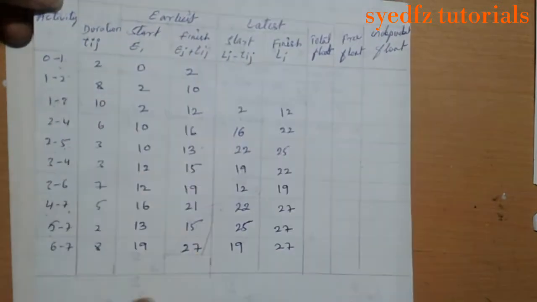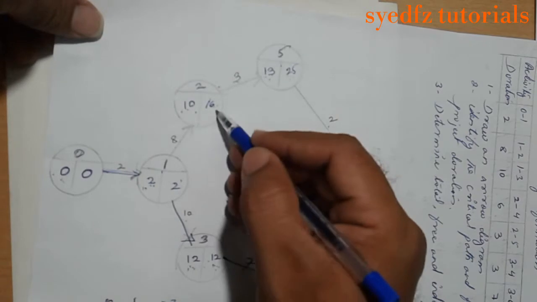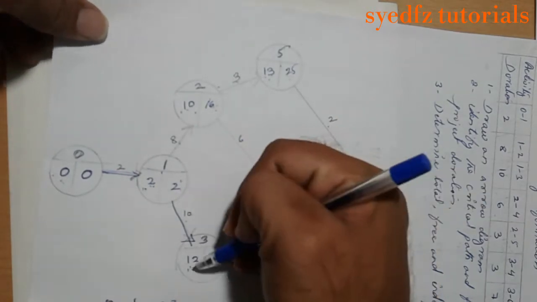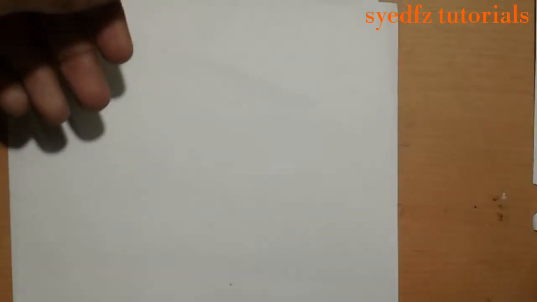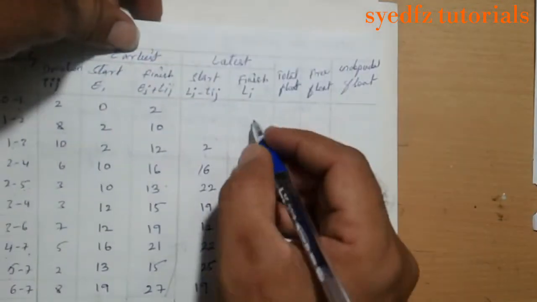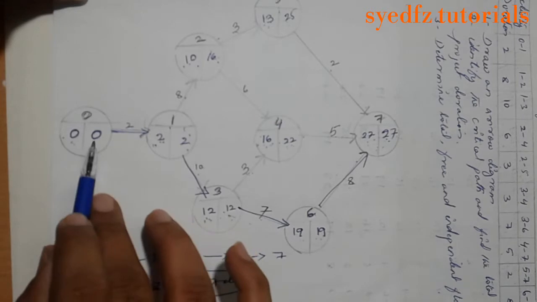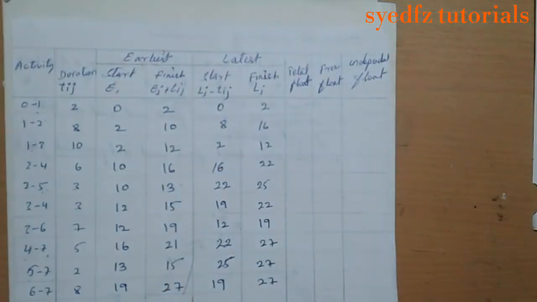Now 1 to 2. Finish on 16, after deduction of 8 it became 8 only. Don't take 2, because 2 came from here. So 16 minus 8 is 8. Now 0 to 1. Finish on 2, after deduction of 2 we have got 0.